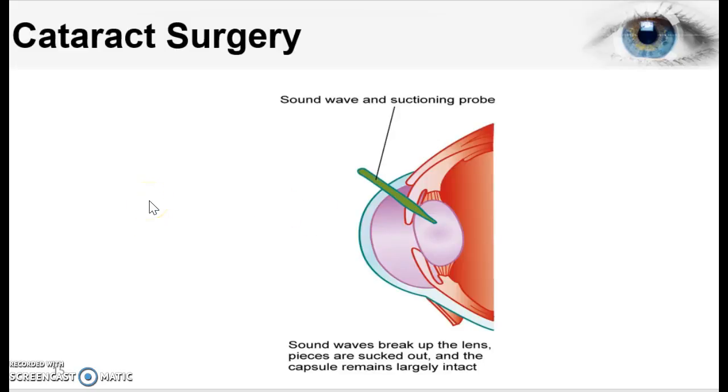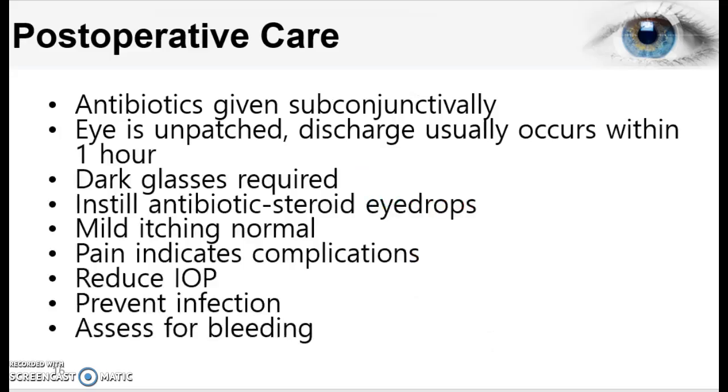So cataract surgery is the main thing that is done. Sound waves are used in a suctioning probe, and the sound waves break up the lens and the pieces are sucked out, and the capsule remains pretty much intact. Post-operative care, antibiotics are given subconjunctivally. Eyes unpatched. Discharge usually occurs within an hour. So people do go home very quickly. Dark glasses are required to be worn to protect the eye.